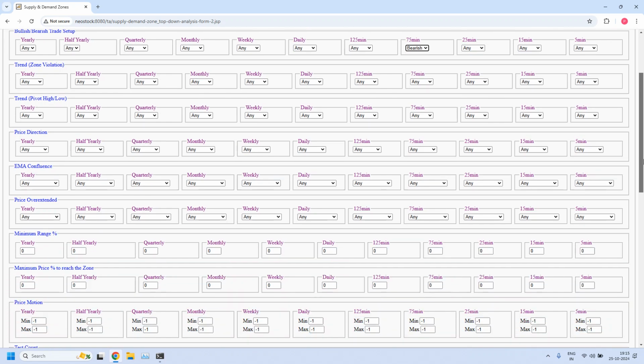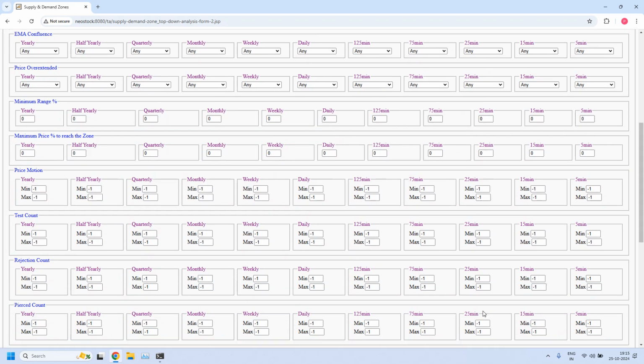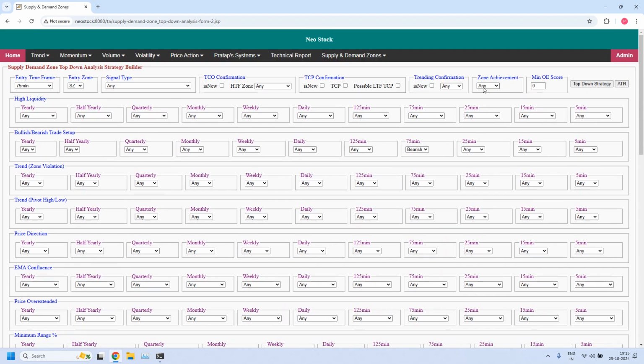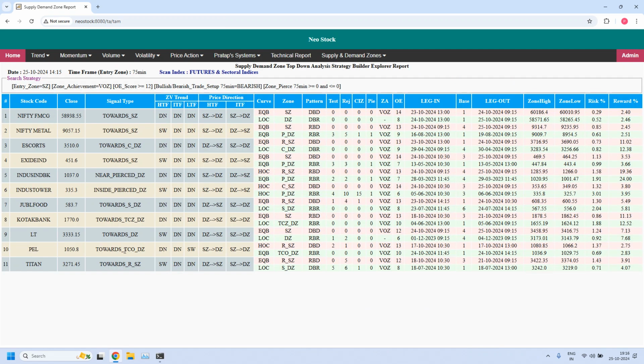The 75 minute supply zone should not be pierced. So in the pierced count at 75 minutes time frame, I am setting the minimum value 0, maximum value 0. Zone achievement violated, opposing zone, minimum odd enhancer score 12. All the 3 filters are applied to the 75 minute supply zone. Let's verify. We got 11 stocks. All these 11 stocks are supporting bearish trade setup for weekly income trade, that is entry time frame 75 minutes.